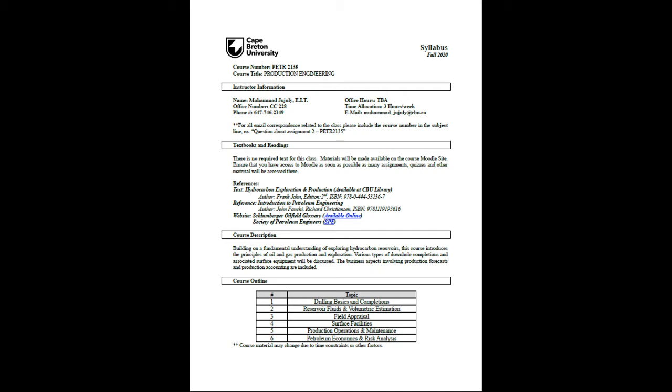About the course description, what we'll cover and what you can expect from this course is a better understanding of the hydrocarbon reservoir, how we produce the oil and gas from the reservoir, different units, different production platforms, production and processing equipment.